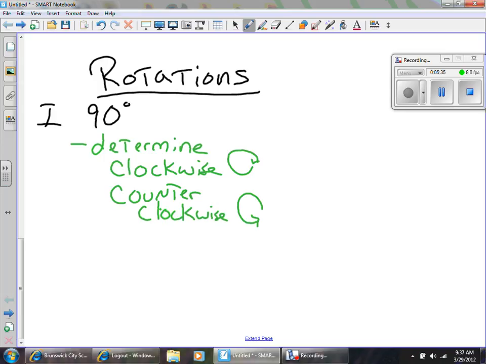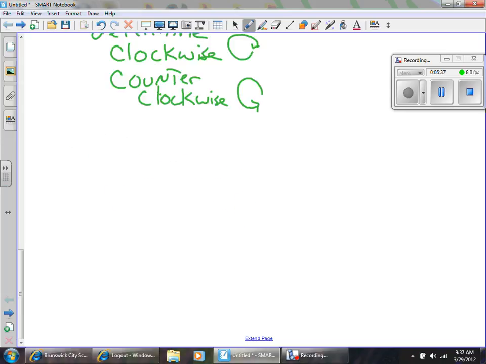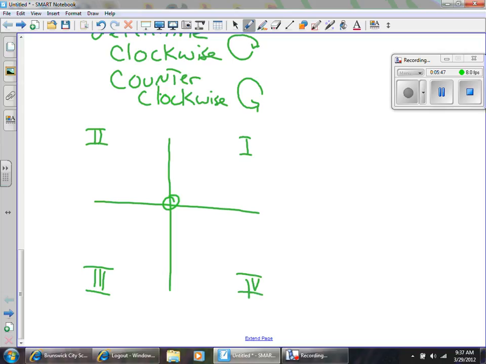Now, remember, in a graph, you have 4 quadrants. Quadrant 1, 2, 3, and 4. Now, when you're in this first quadrant, positive, positive, right? This quadrant is negative, positive, negative, negative, and positive, negative. All right. So you're in this quadrant.